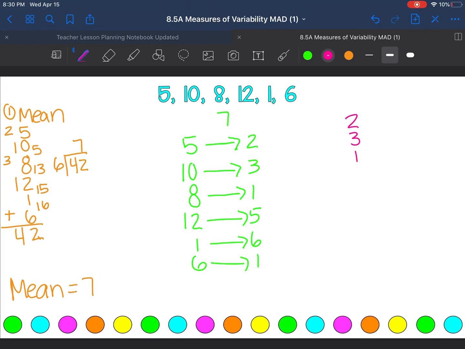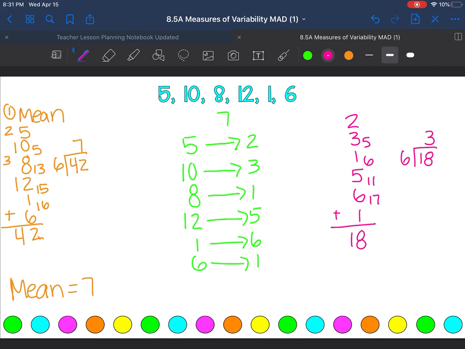So I'm going to take those numbers and find the average of those numbers. So I have 2, 3, 1, 5, 6, 1. So I'm going to add them together. 2 plus 3 is 5. 5 plus 1 is 6. 6 plus 5 is 11. 11 plus 6 is 17. 17 plus 1 is 18.